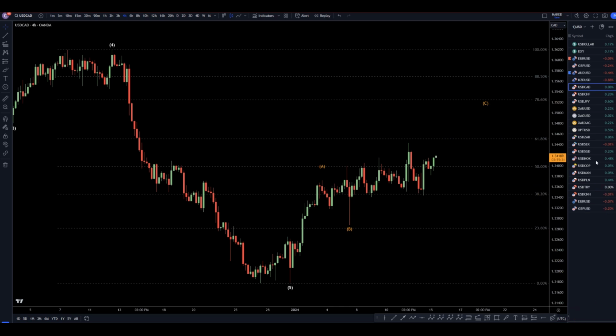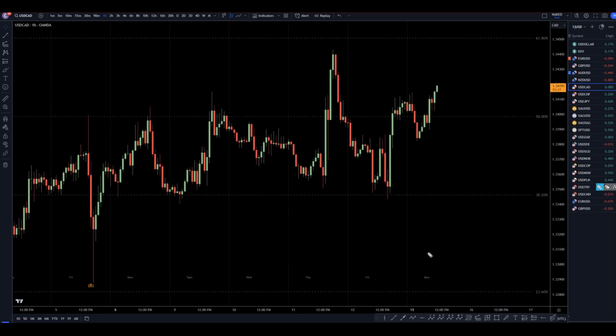So let's take it right down to the 1 hour time frame. On the 1 hour time frame, I would definitely be looking for longs. I think this right here is probably the end of a correction, and this is going to end up being a 1-2, and we're in a wave 3.